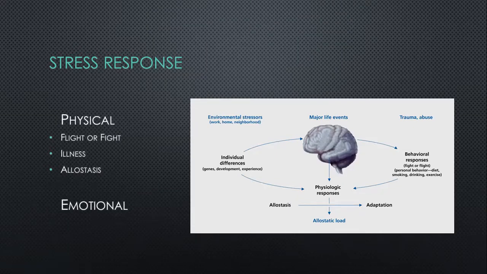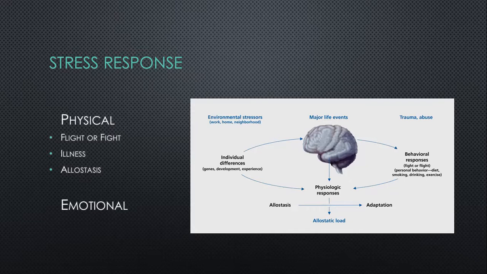Other physical responses to stress is illness. So there is a syndrome called the general adaptation syndrome. And this is when cortisol is released from the pituitary gland, and it's how stress can lead to illness. So the first stage of the general adaptation syndrome is the alarm reaction. And this is when our body perceives a threat, so it reacts. We start to feel those physical symptoms of the flight or fight.